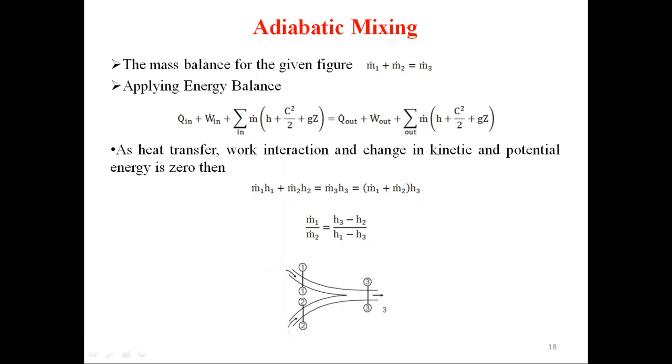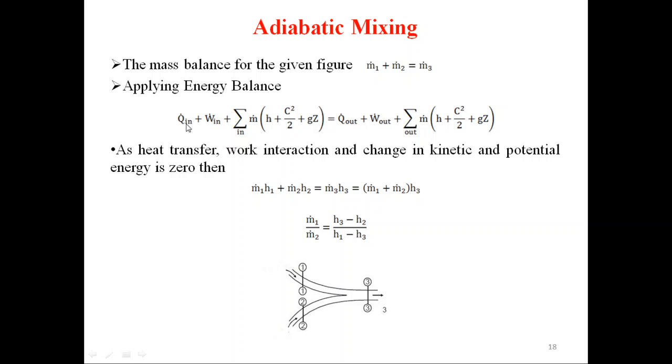Next is adiabatic mixing. For the mass balance in the given figure, you can see there are two entries and only one exit. So if we apply the mass balance equation, the rate of mass entering equals the rate of mass leaving. So m dot 1 plus m dot 2 is equal to m dot 3. If we apply the energy balance, you can see from the figure that heat transfer, work interaction, and change in kinetic and potential energy are 0.